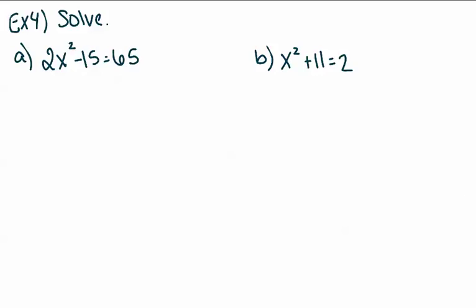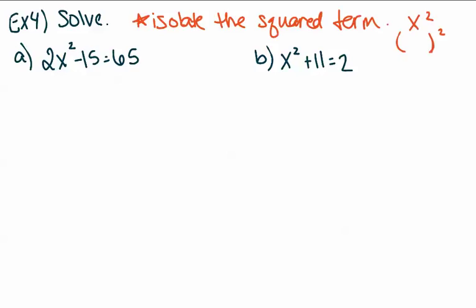Okay, so now we're going to go ahead and solve by square roots. So ultimately what you want to remember is that you need to isolate the squared term. When I say you want to isolate the squared term, that means you want to either get x squared by itself, or you want to get parentheses squared by itself.